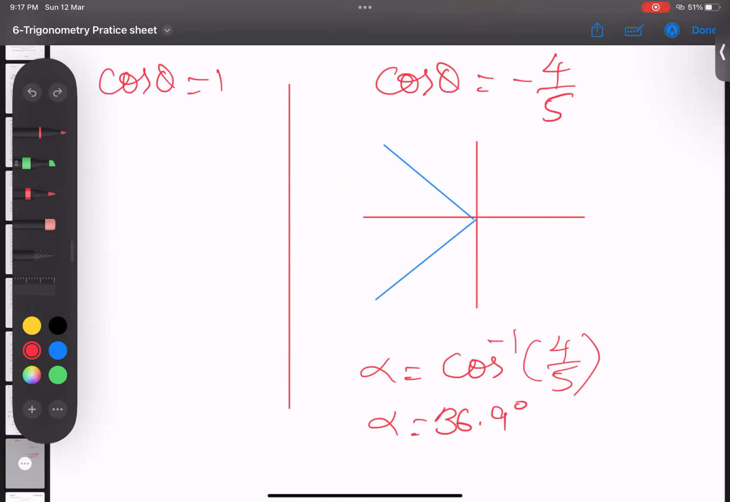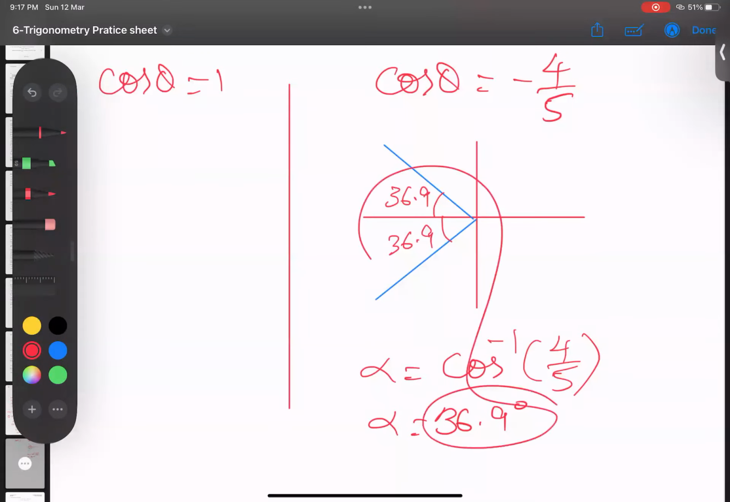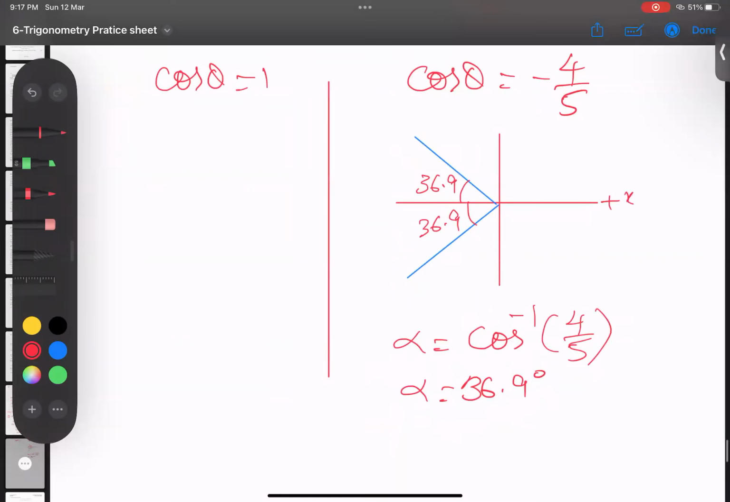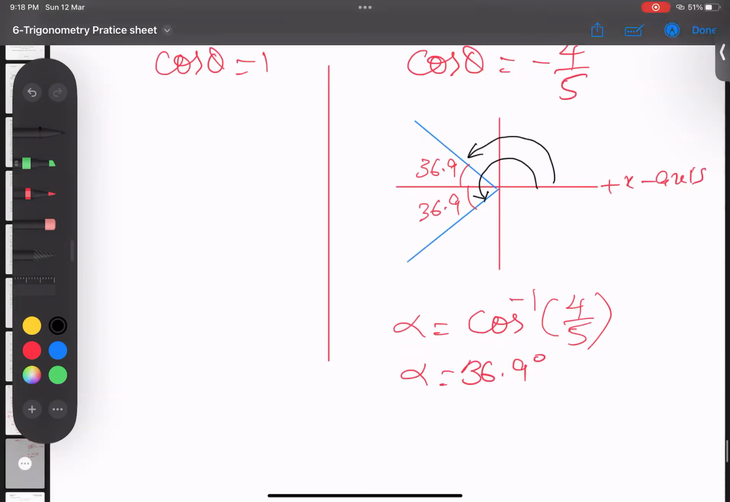There's a rule we have. So I'm writing it here 36.9. I'm writing it here 36.9. Same angle I will copy here. Now what is the rule of measurement? Start from the positive x-axis, move anti-clockwise till the line. So first answer is this, and second answer is this. So let's try to find it. So first answer, how to get this one?